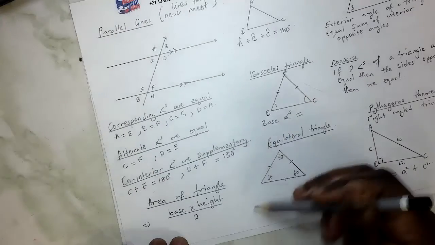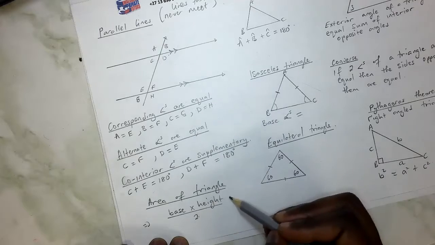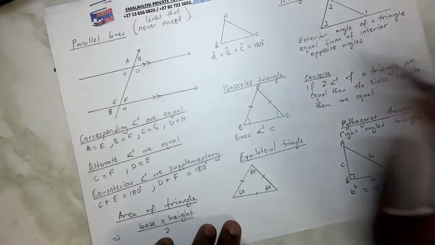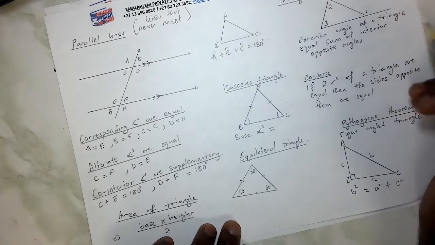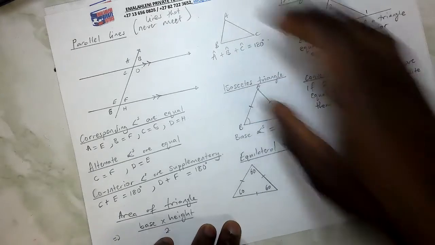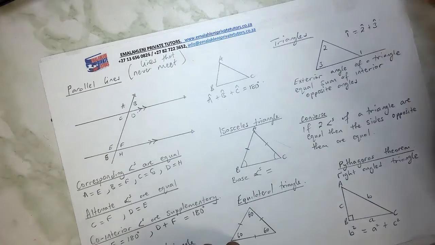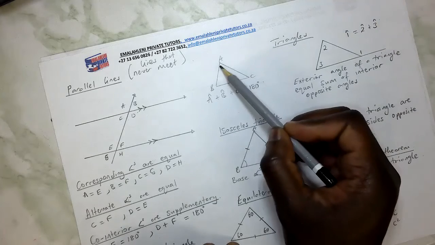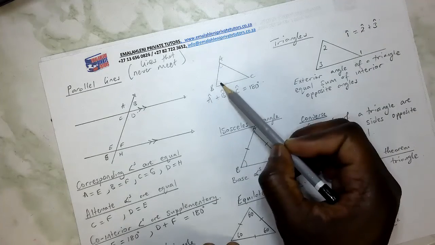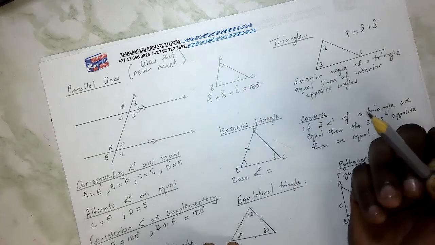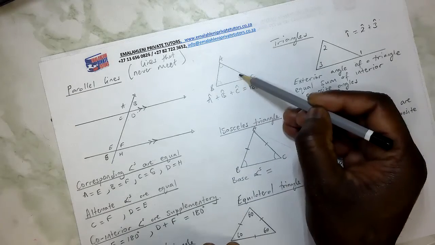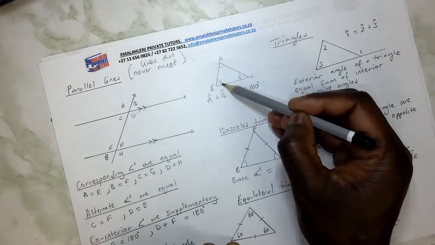Then the area of a triangle, this is just something that you need to know, is half base times height. Okay, let's look into triangles now. We need to understand that the sum of all interior angles adds up to 180. So if we take this angle, this angle, and this angle and add them together, we get 180.